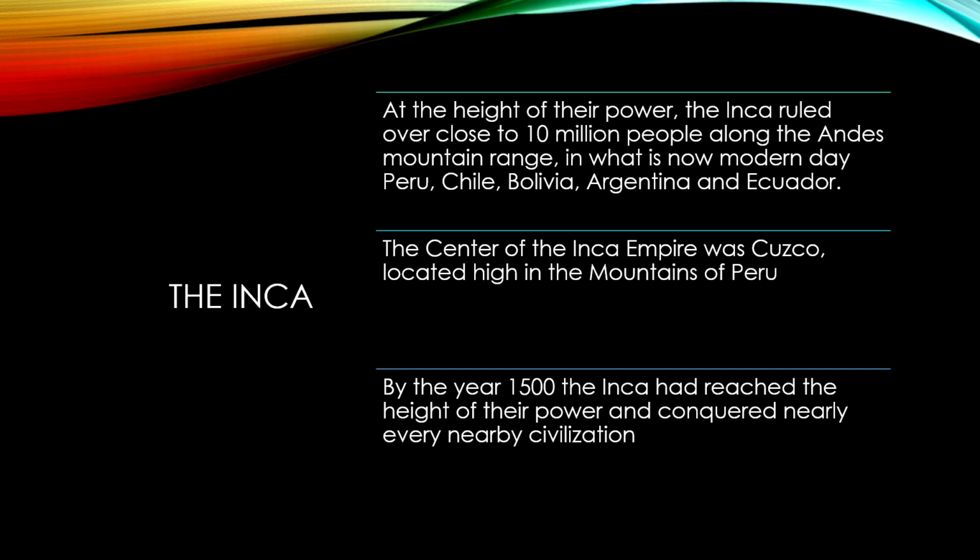Now, the last of the three civilizations we're going to be looking at are the Inca. At the height of their power, the Inca ruled over close to 10 million people along the Andes mountain range. So we started in Central America with the Maya, then we moved to Mexico with the Aztec, and now finally we're finishing off with the Inca in South America. Most of the land they controlled is along the Andes, and they specifically controlled land that is now part of Peru, Chile, Bolivia, Argentina, and Ecuador.